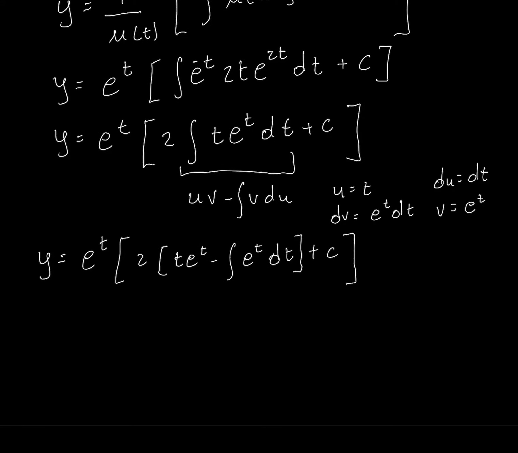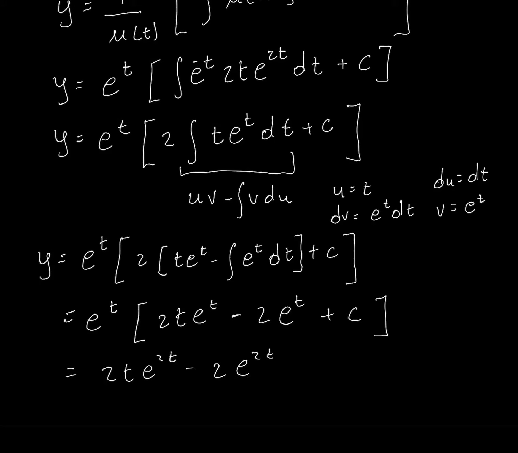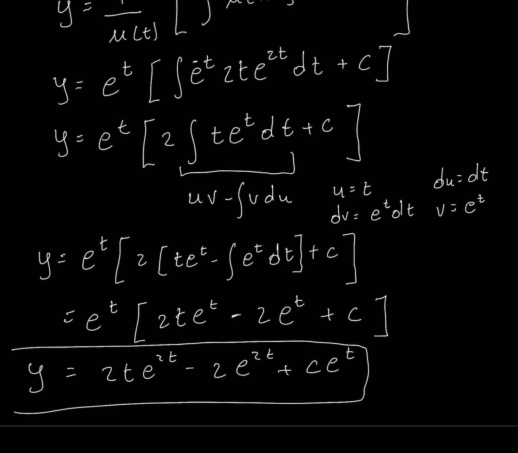We'll get e to the t times 2t e to the t minus 2 e to the t plus c. We can distribute this, and we'll get 2t e to the 2t minus 2 e to the 2t plus c e to the t. And this is the solution that we were looking for.